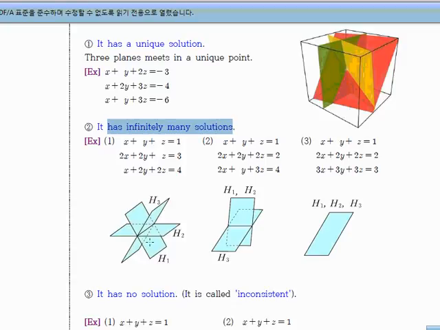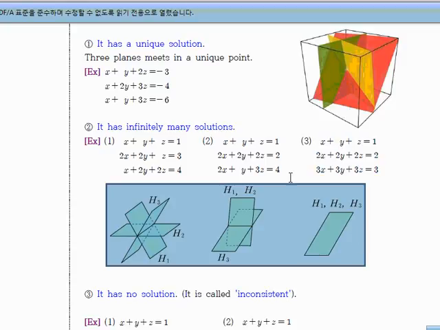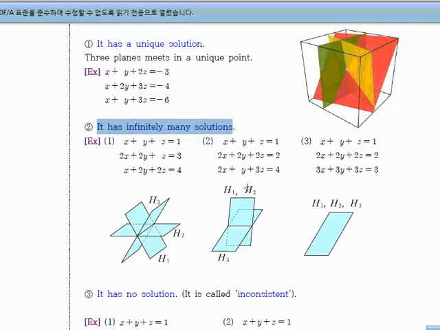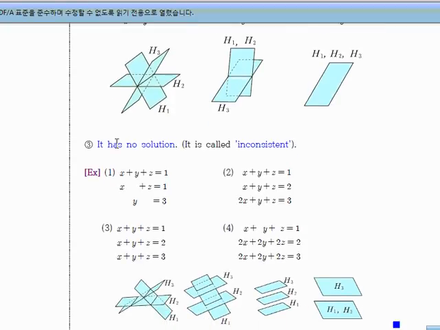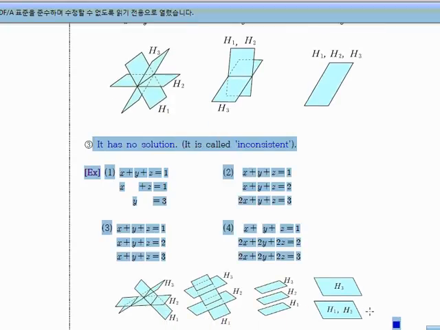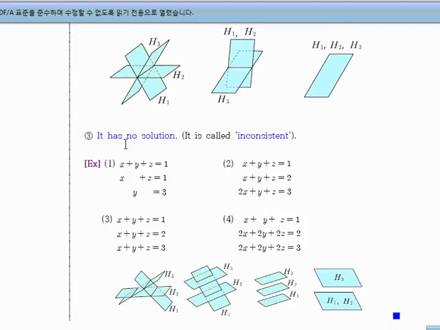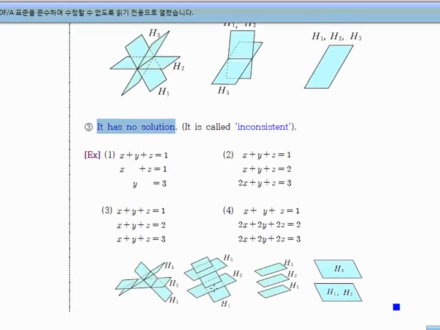We may have infinitely many solutions like this, as a one line overlap, or one line and two planes overlapped, and even all three planes coincident like this. All these cases have infinitely many solutions. And there are also cases in which the system is inconsistent, and that means it has no solutions, like this. In this case, and this case, and this case, they do not have a solution.